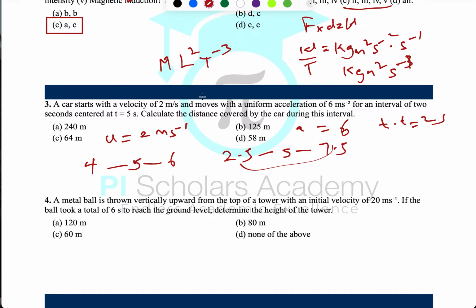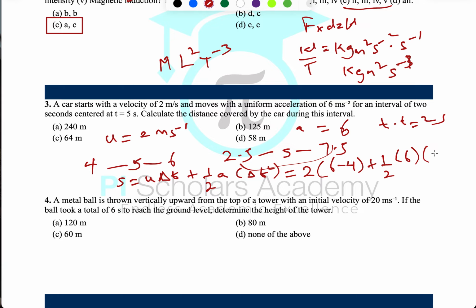So for this particular question now, we are to calculate the distance covered in that 2 seconds. So we're going to be using distance S equals U change in T plus half A change in T squared. We're using this because we are considering the interval between 2 time periods. U is 2, then the change in time, since it's from 4 to 6, is going to be 6 minus 4, plus 1 over 2. The acceleration is 6, then the change in time squared is going to be 6 squared minus 4 squared.